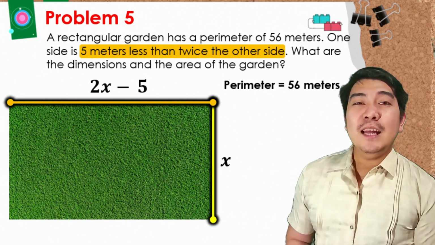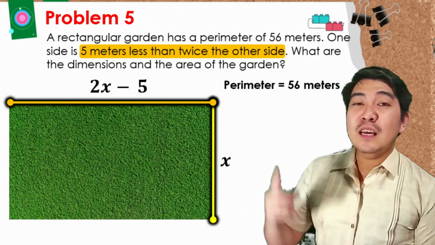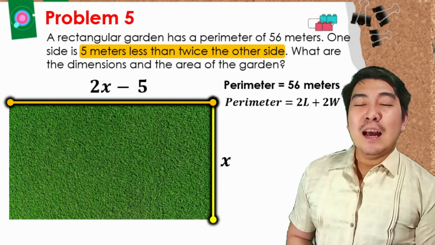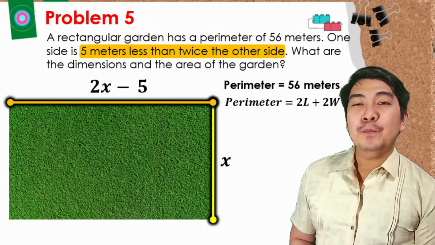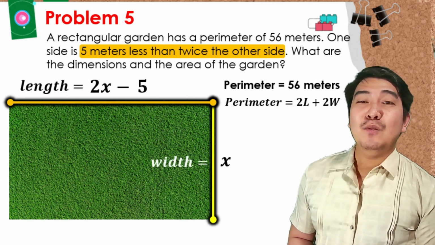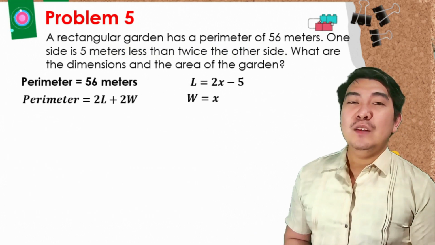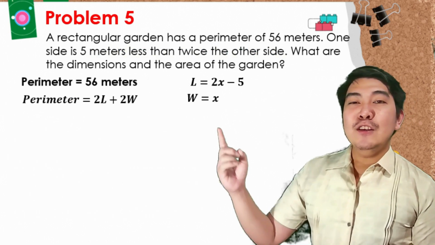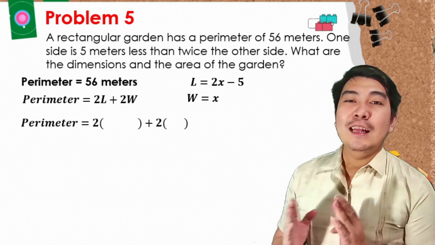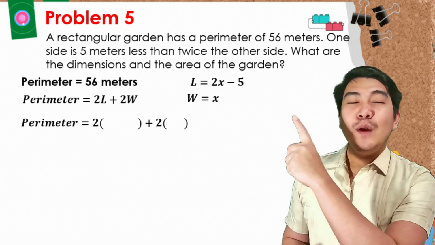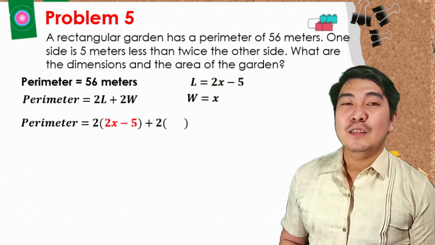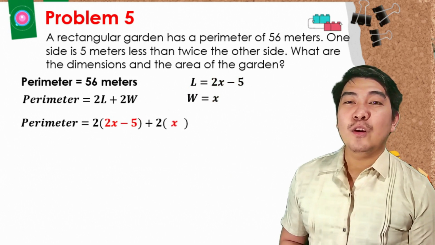So, for us to get the length and the width of our rectangular garden, and we are given the perimeter, let us use the formula in getting the perimeter of a rectangle, which is 2L plus 2W. So we let 2x minus 5 be equal to the length and x be equal to the width. So let us now proceed with our solution. So gagamitin natin yung formula in getting the perimeter of a rectangle. And then isubstitute natin yung length and width. So the length is given by 2x minus 5 and the width is given by x. So substitute. There. So that will be for the length and then this will be for the width.